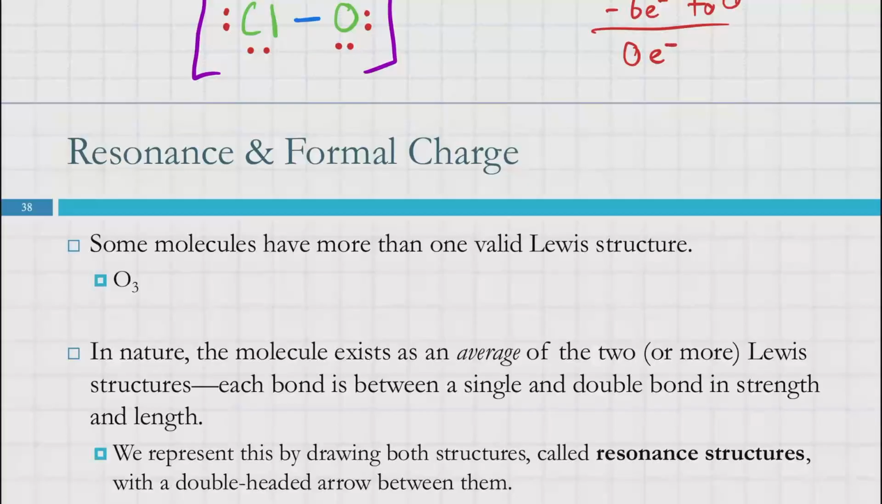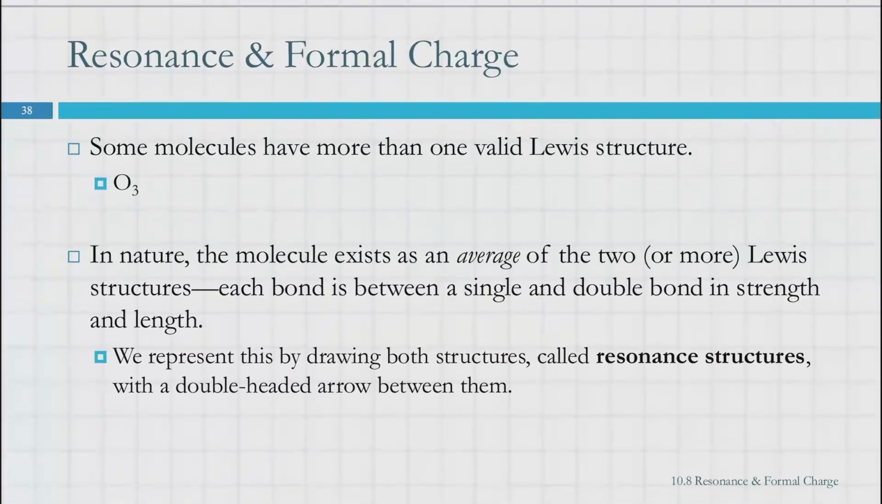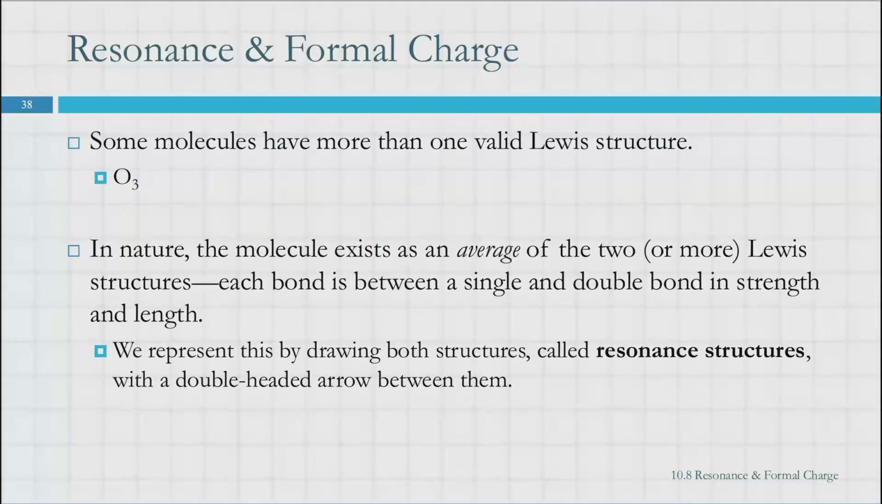There is more. So we can also have what's called resonance structures. So some molecules have more than one valid Lewis structure. For example, O3, which is ozone. Ozone, we're going to get these 2 options for our Lewis structure.